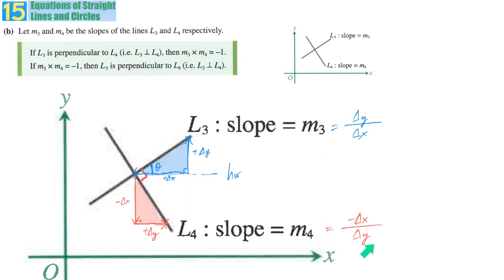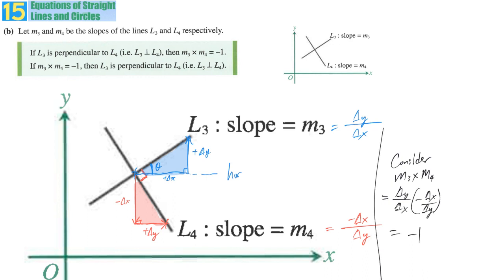That's why, to conclude the property, we consider M3 times M4, because we predicted that if we multiply them together, some parts will be simplified and give us a simplified result, and it's just simply equal to -1. That's the basic reason why, if they are perpendicular, then their slope product is equal to -1.